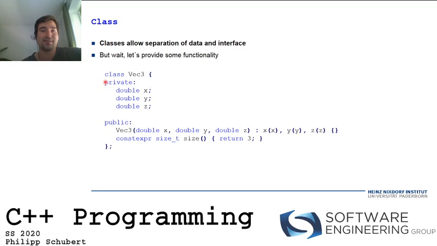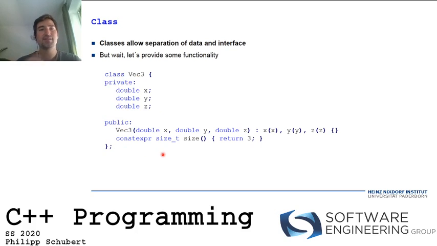Vec3 contains 3 vector entries, meaning that the size of that vector is always 3, which is why we return 3 here directly. Yes, and because now we have private and public sections, we keep our data private and we have a public interface.